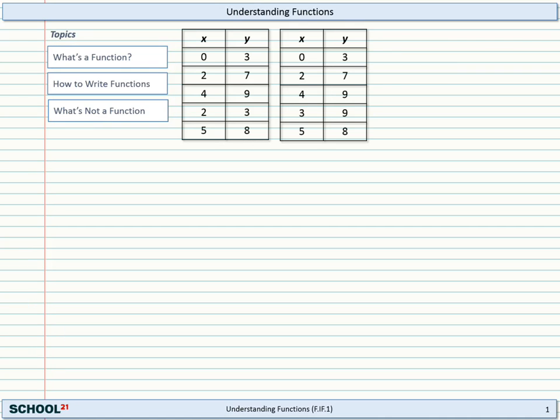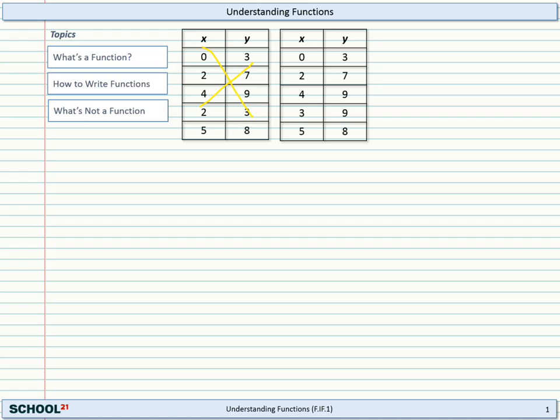Here are two tables that both show an x input and a y output. Only one of them is a function though. Can you tell which one? Well, let's take a look. Here we have different x inputs, 0, 2, 4, 2. Oh, we have 2 times where the number 2 shows up. Once we get an output of 7, and the other time we get an output of 3. So this is not a function. So let's go ahead and say, no, this is not a function.